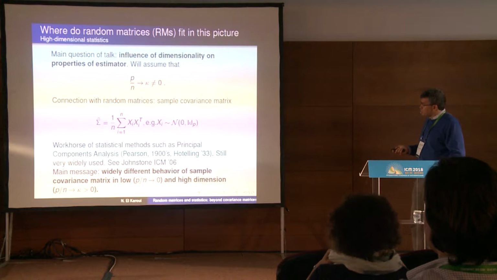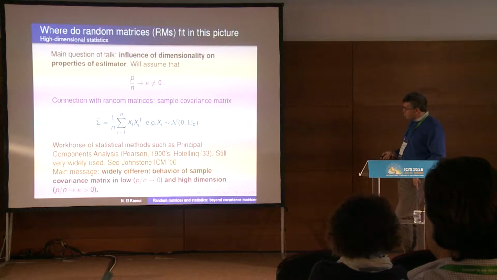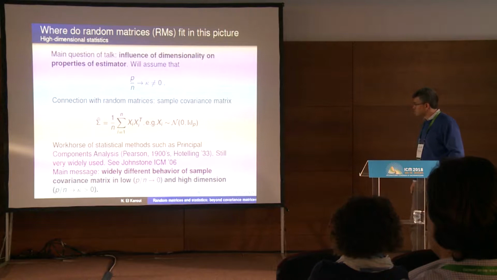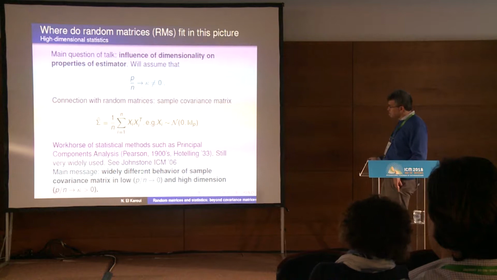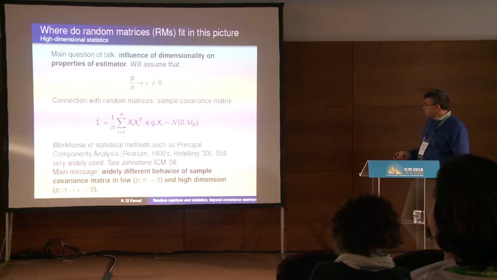And you're interested in its properties. That's, of course, the workhorse of many statistical methods, such as principal components analysis, which is more than 100 years old, and it's still very widely used. There was a lot of work, especially following Iain Johnstone in the early 2000s, trying to understand the spectral properties of this matrix in interesting statistical contexts. The main message is that if I look at sigma hat, its behavior in low dimension, by which I mean P over n goes to zero, is strikingly different from its behavior in high dimension, which is when P over n goes to something non-zero.